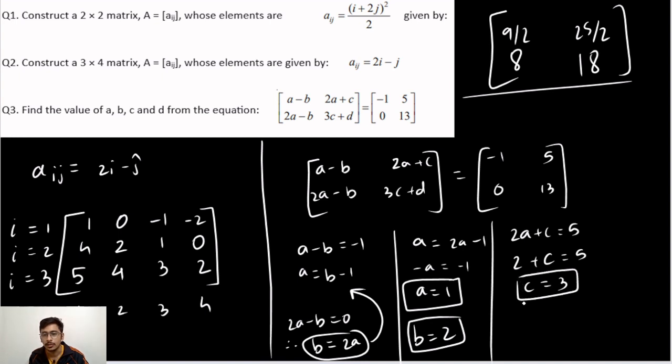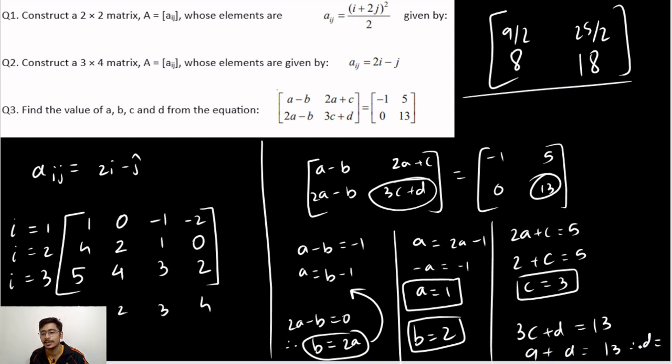And how can I find D? I can simply equate this element with this. So I'll get 3C plus D is 13. So 3C is nothing but, what is C? 3. So 3 3s are 9. 9 plus D is 13. So D is 13 minus 9, which is 9, 10, 11, 12, 13. So it's 4. Okay, so I've got the values of A, B, C, D. How funny it is. It's simply 1, 2, 3, 4. Yeah, who would have thought?